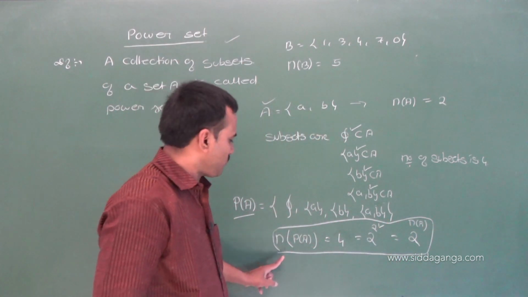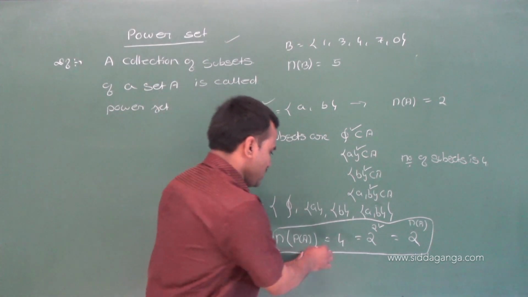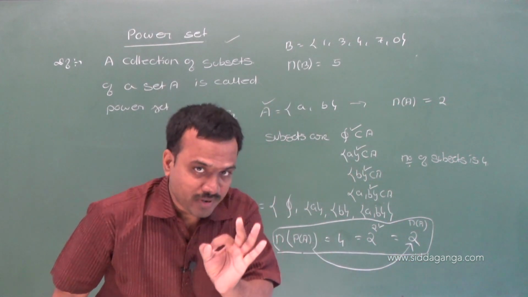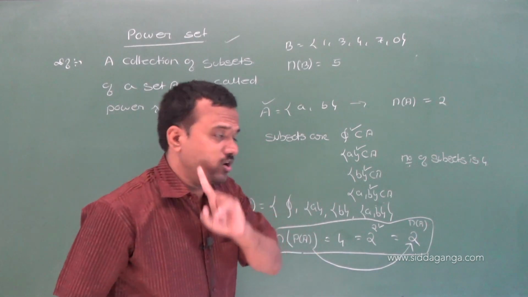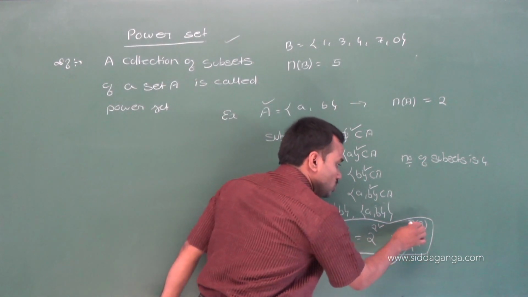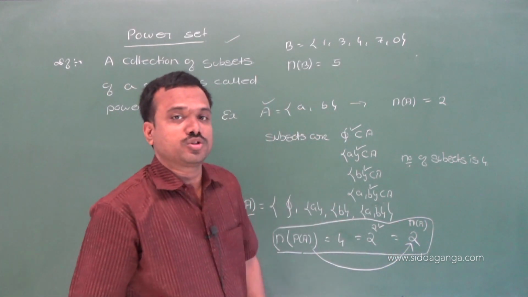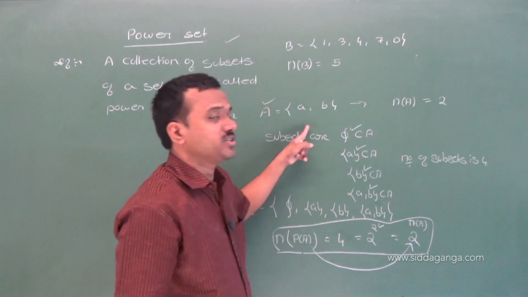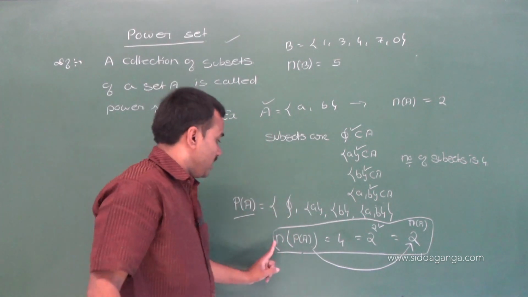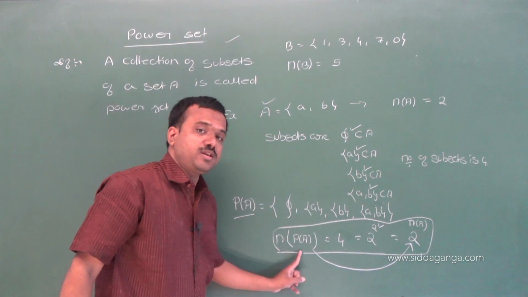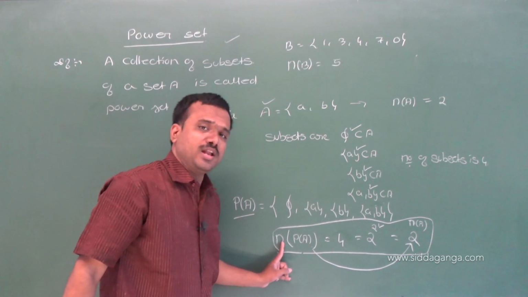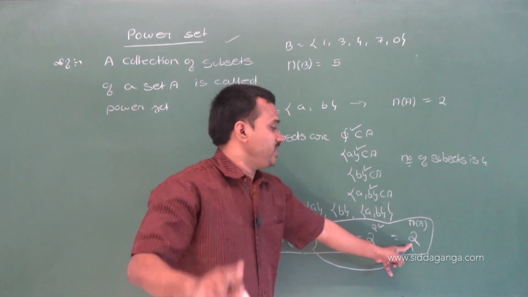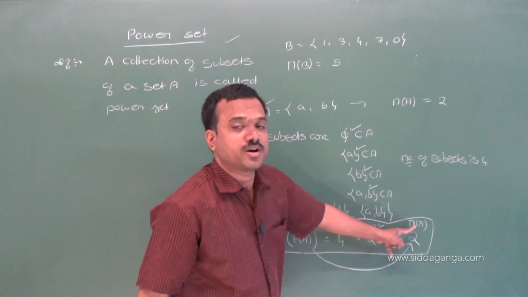Number of elements in P of A is always equal to 2 to the power N of A. N of A is what? N of A is the number of elements in set A. Once again I say that number of elements in P of A is always equal to, very important, 2 to the power N of A.